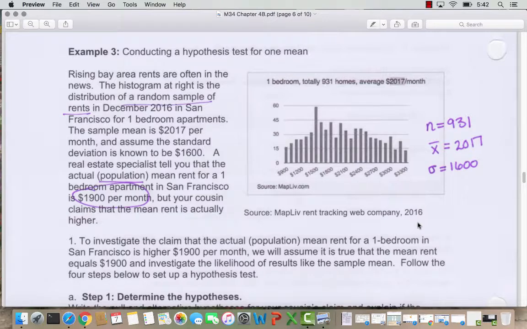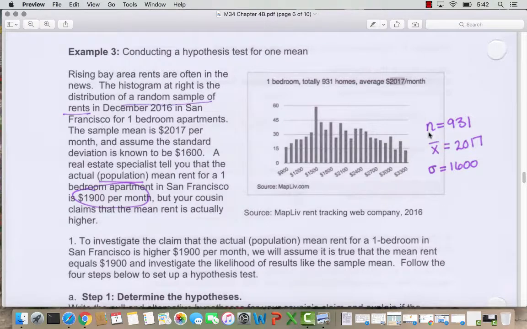So let's look at how we would conduct a hypothesis test for one mean. Here is a data set with information from a sample of 931 homes about rents in San Francisco. This comes from a random sample of rents in December 2016. So the sample mean is $2,017 per month, and we can assume the standard deviation is known to be $1,600 per month. So here we see, here's our X bar, our sample mean 2017, our standard deviation. Since it's known for the whole population, we use sigma here. And then N is 931 homes, our sample size.